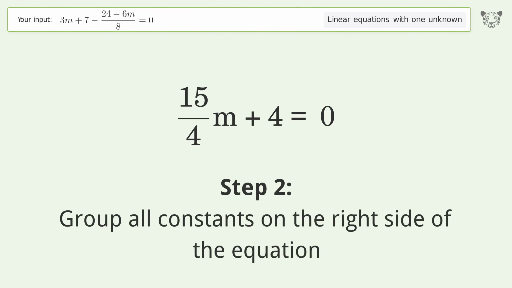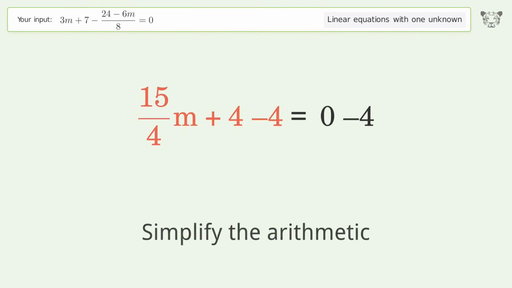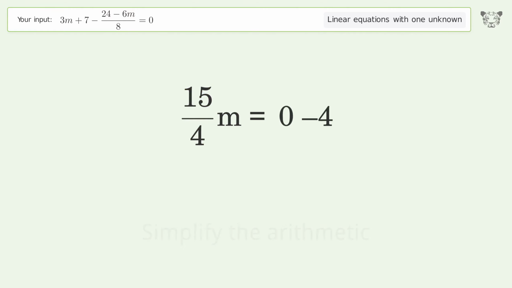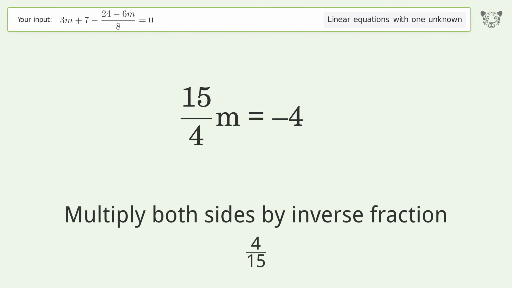Group all constants on the right side of the equation. Subtract 4 from both sides. Simplify the arithmetic. Isolate the m. Multiply both sides by the inverse fraction 4/15.